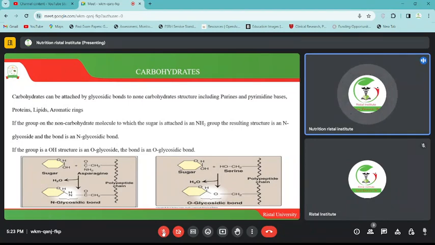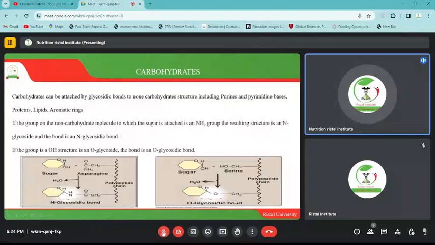So, as a way of understanding the naming of glycosides and their bonds, you just look at the bonding. If it is an amino group, it is N. The bond is on nitrogen, which makes it an N-glycoside, and the bond will be an N-glycosidic bond. That's just to help you remember what these structures look like.